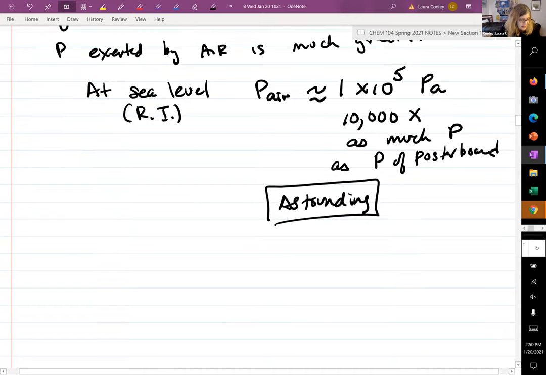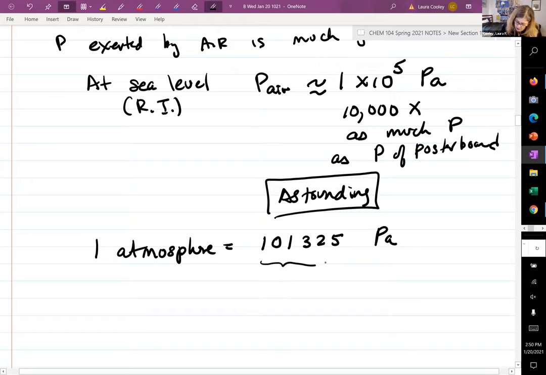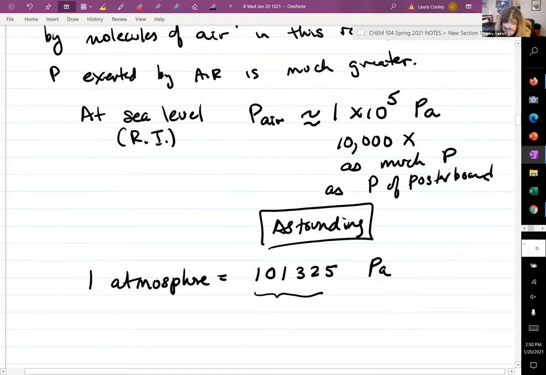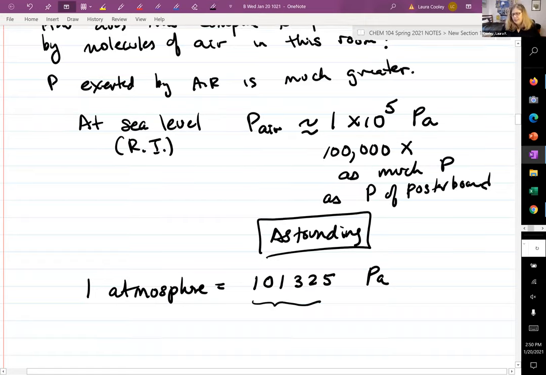It's so high that we hardly ever even use Pascal units. At least I never use Pascal units in this course. I use the atmosphere, and one atmosphere is 101325 pascals. This is almost, so I'd say 10,000. I meant 100,000. Yeah, just a little order of magnitude. Wait a minute. One, two, yeah, that's right.